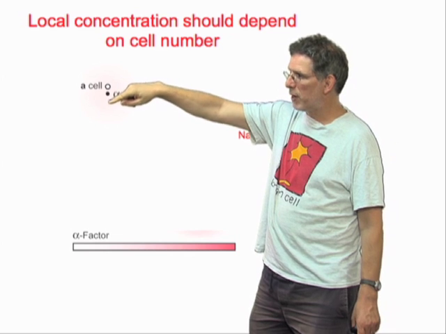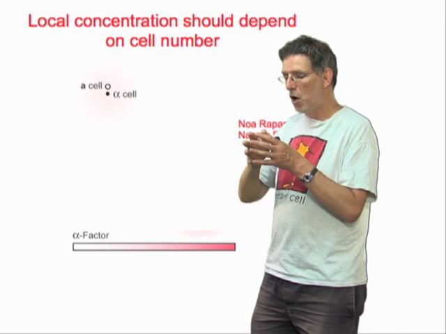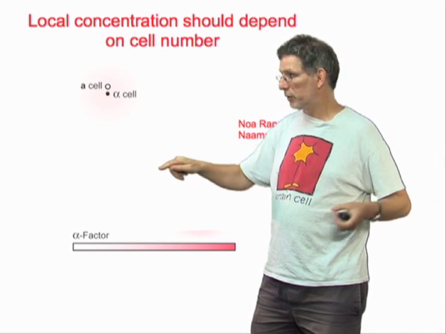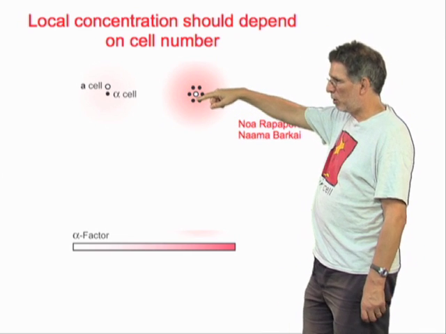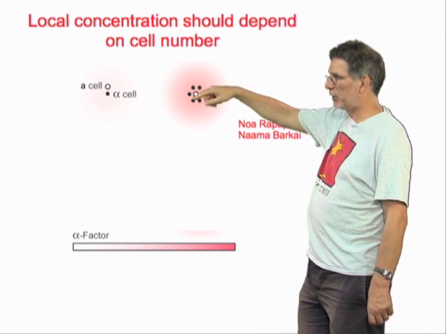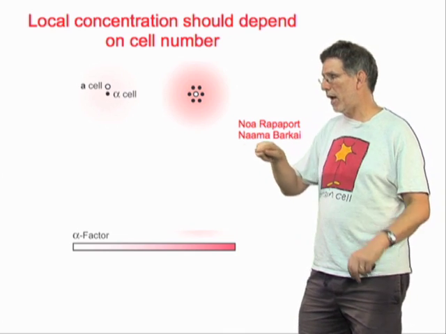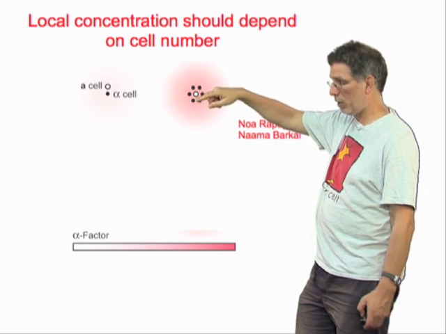There's a very faint pink wash which you may not be able to see, which describes the pheromone concentration falling off linearly as the distance away from the cell increases. Here is the same or a similar A cell surrounded by 6 alpha cells. And now the pheromone contribution from all the cells in the neighborhood adds up. And so the pheromone concentration that the A cell sees has gotten higher.